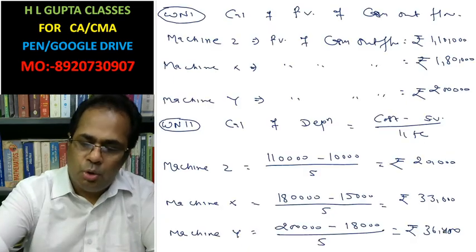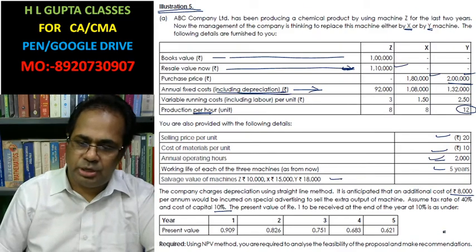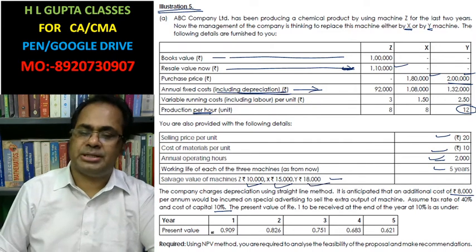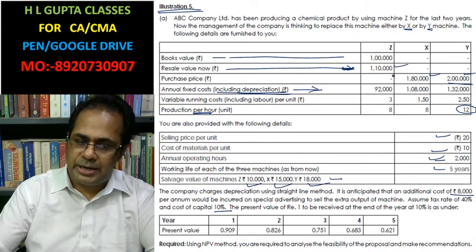Look at it. What is the scrap value here? That is already given. The scrap value of Z is 10,000, X is 15,000, Y is 18,000, and the cost of the machines is 1,10,000, 1,80,000 and 2 lakhs.